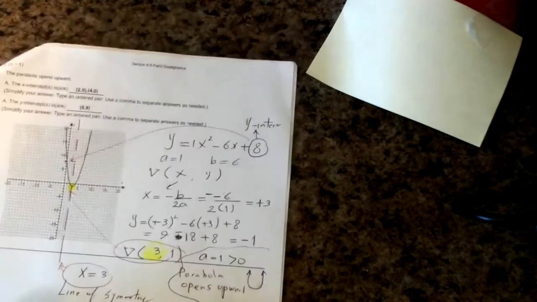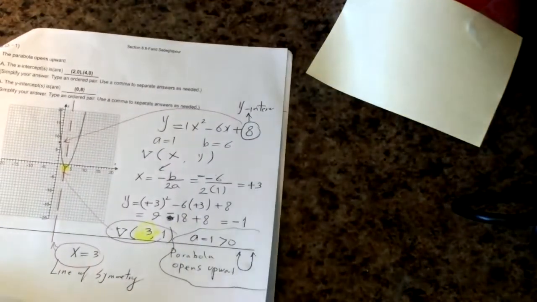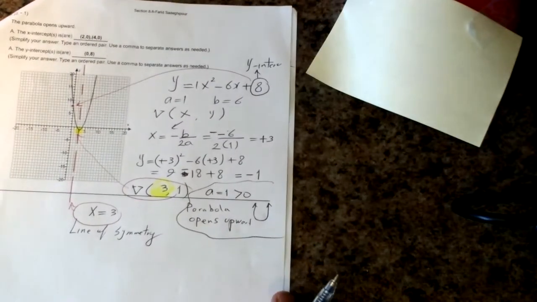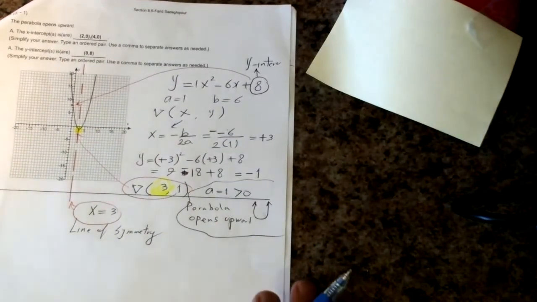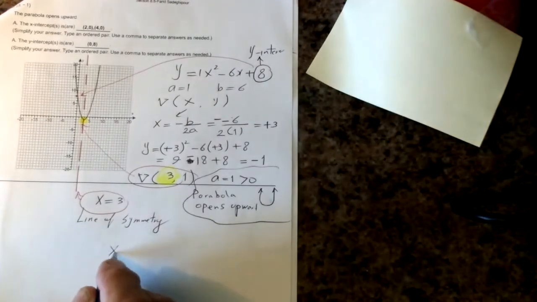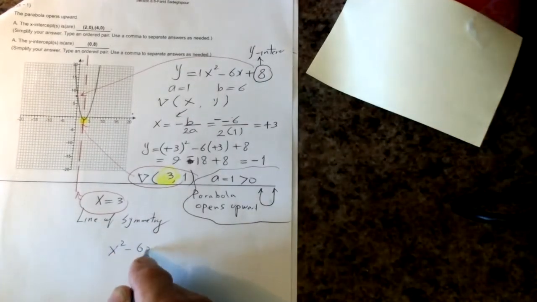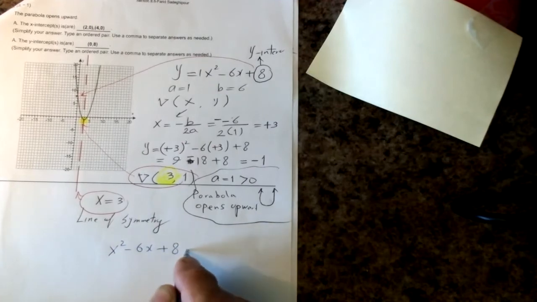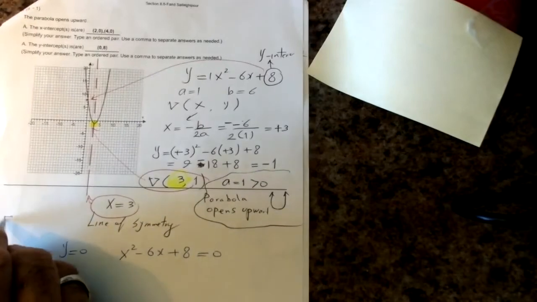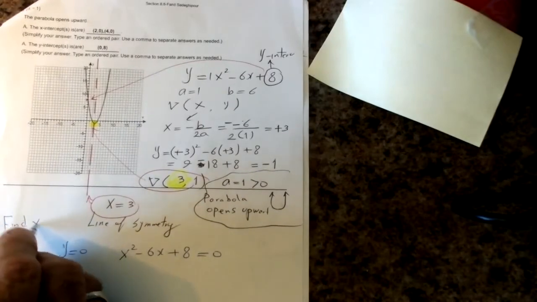In this problem, they also ask for the x-intercept. How do I find the x-intercept on this one? To find the x-intercept, you know you have to take the whole thing, or the y, and set it equal to 0, or y equals 0. This is how to find the x-intercept.